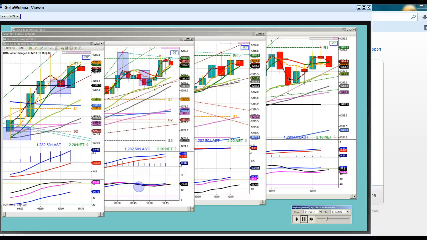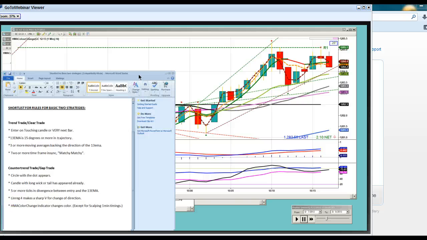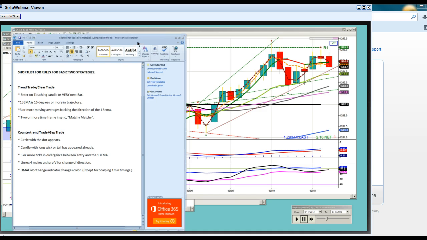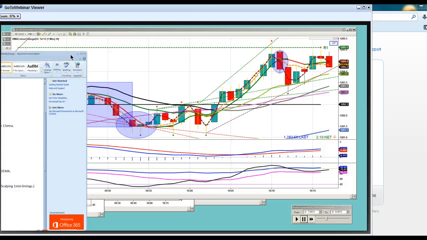Well, on these, typically, remember what we're talking about, and I'll see if we can do a couple here. What we're talking about is, as soon as the circle with the dot appears, a candle with a long wick, 5 or more ticks, Lone Red 4 making a sharp V, right? That generally will put you on the first candle, the first red candle. That's where you will be entering for your basic classic 3-tick scalp. If you want to enter on the first candle that's going red, the HMA has caught up to the price.